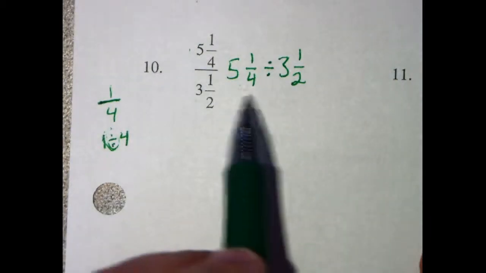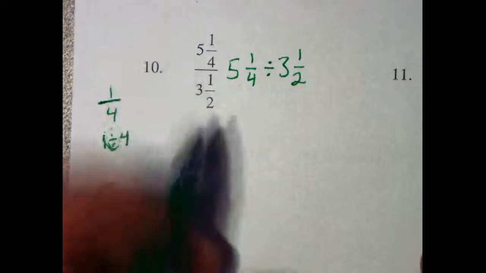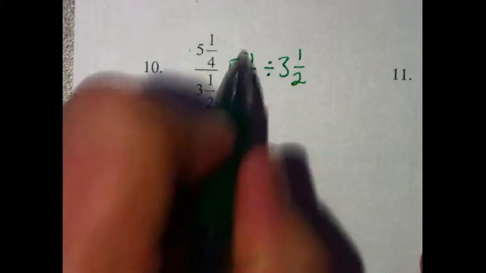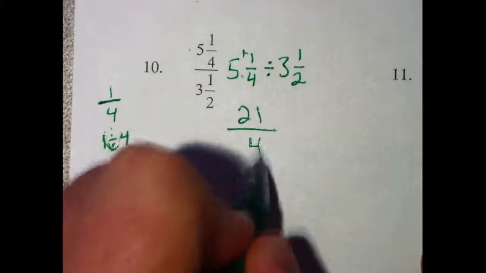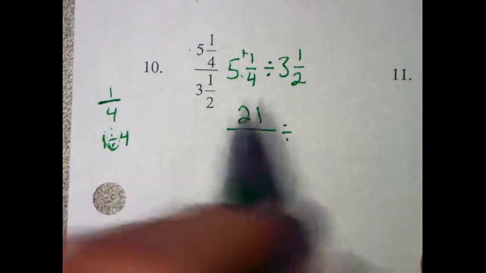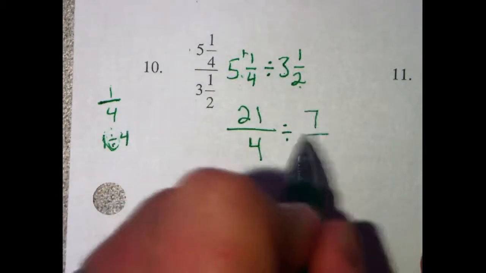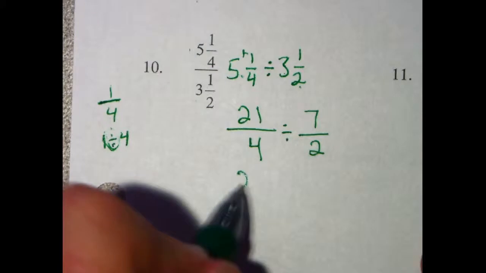Okay. So now we can convert them just like we did earlier on number 6. Convert them first to improper. So we have 5 times 4 plus 1, all over the same denominator, 4, divided by 2 times 3 plus 1, 7, same denominator as 2. And now we have to do the same thing we did in number 4, right? We have to keep, change, change. So we have 21 over 4.